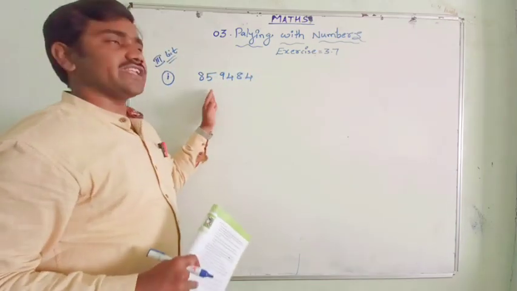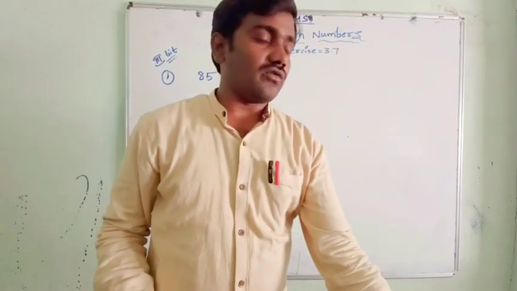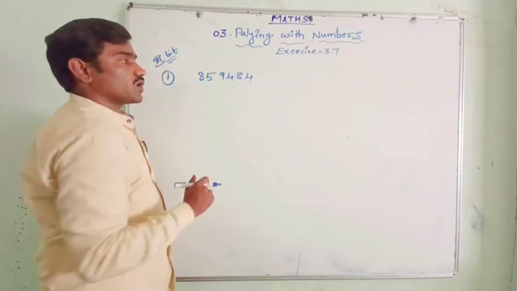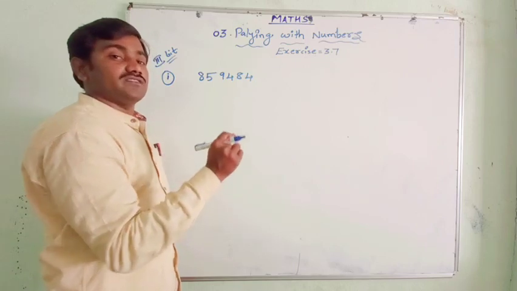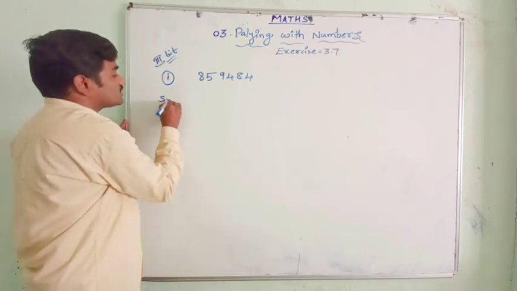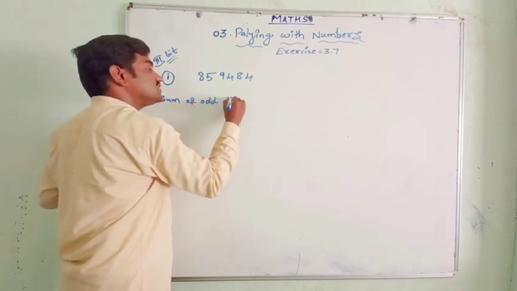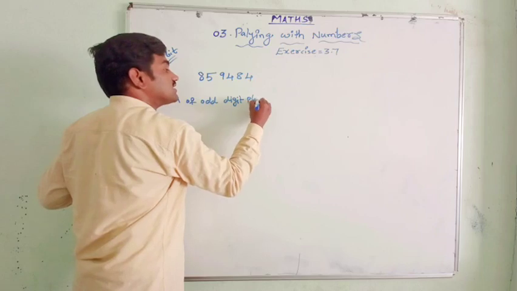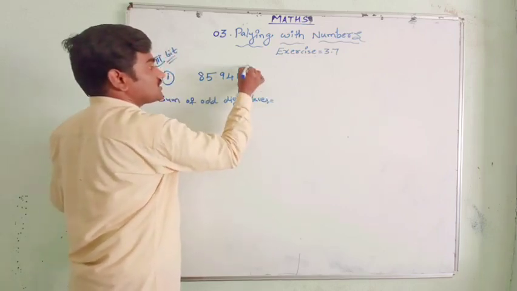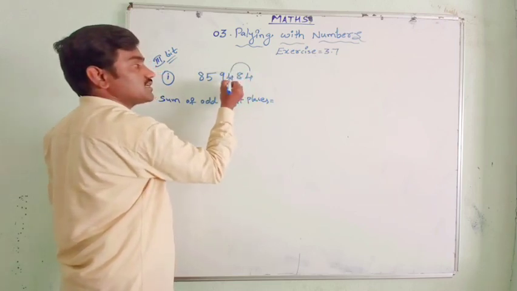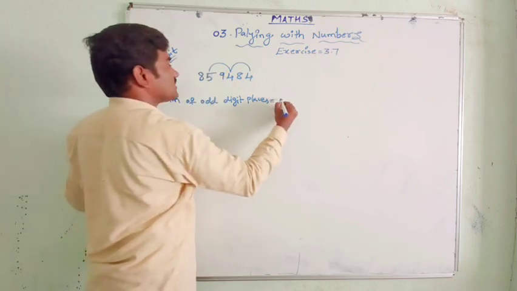8,59,448. Sorry, 484. Is this number divisible by 11 or not? To check that, we have the divisibility rule of 11: the sum of odd digit places. That means the sum of the odd digit places. Let us see. Here the odd digits are the 1's place, the 3rd place and the 5th place. These are the odd digit places. So let us add them here.